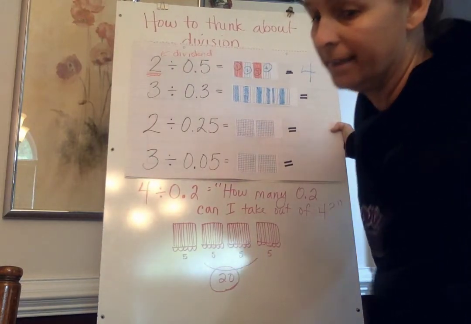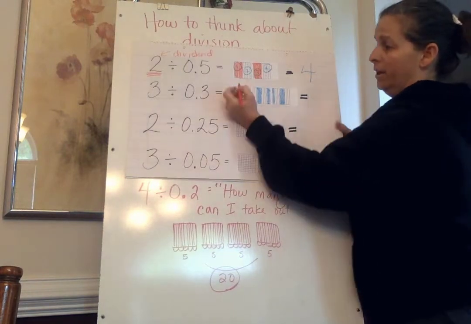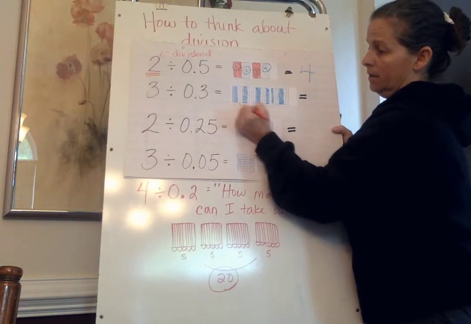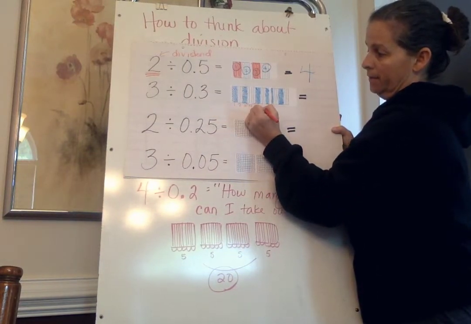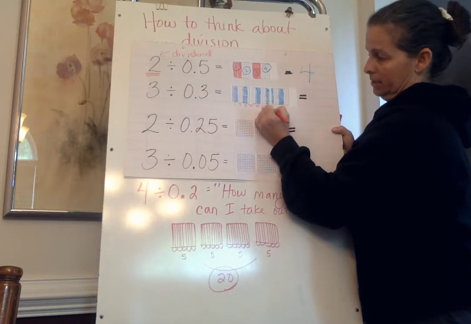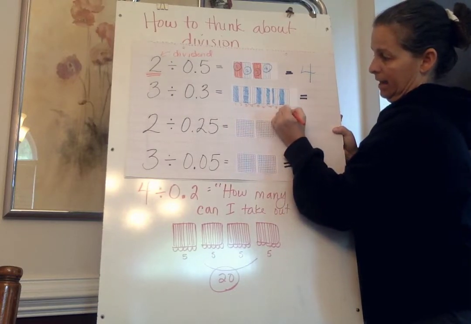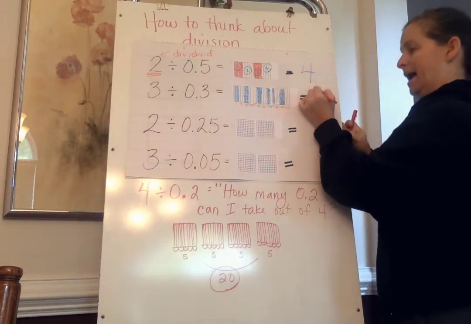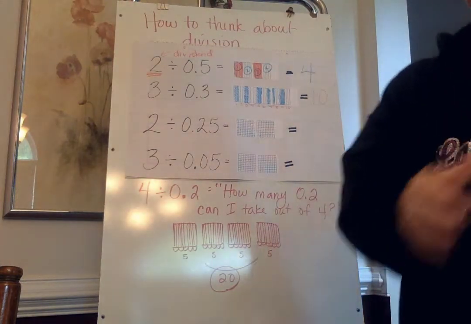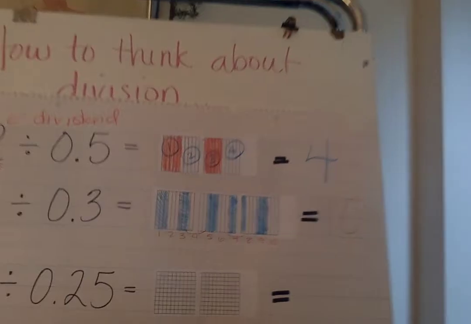So all together, I have 1, 2, 3, 4. Those are together. 5, 6. These are together. 7, 8, 9, 10. I have 10 groups of 3/10 in 3 wholes.